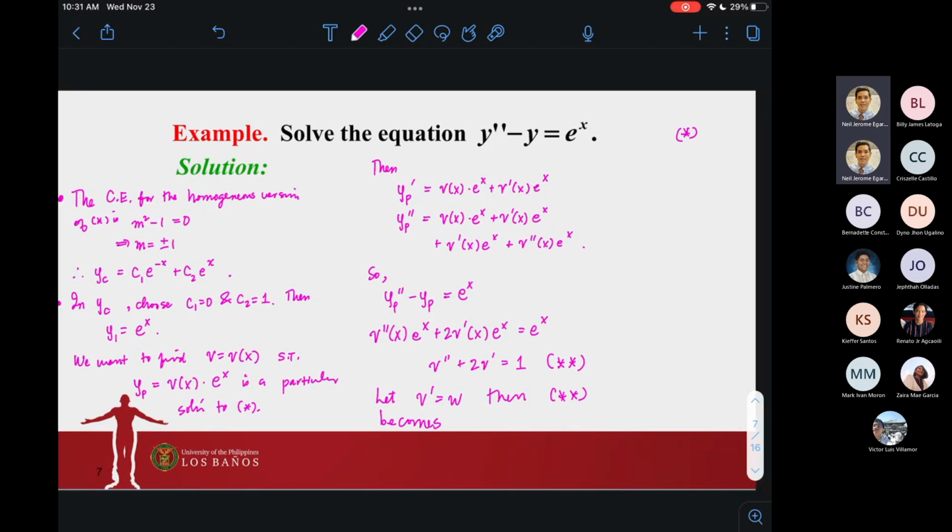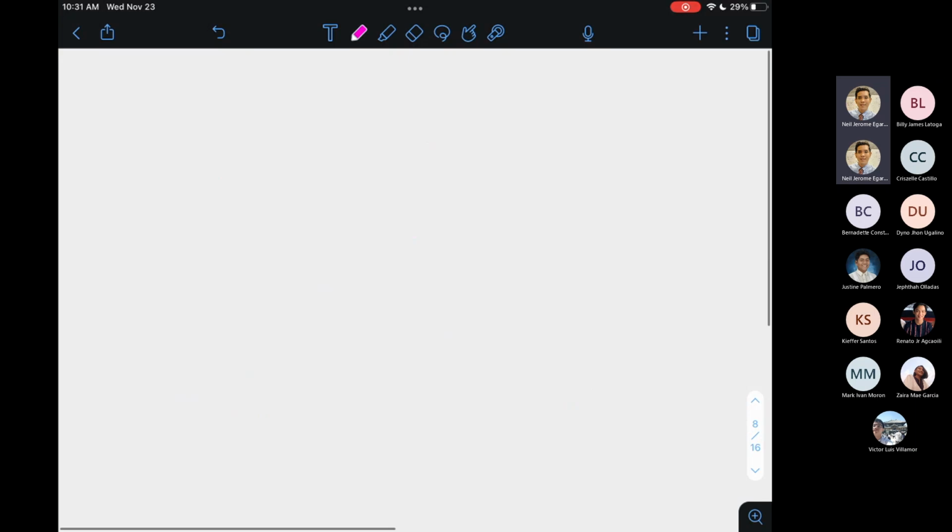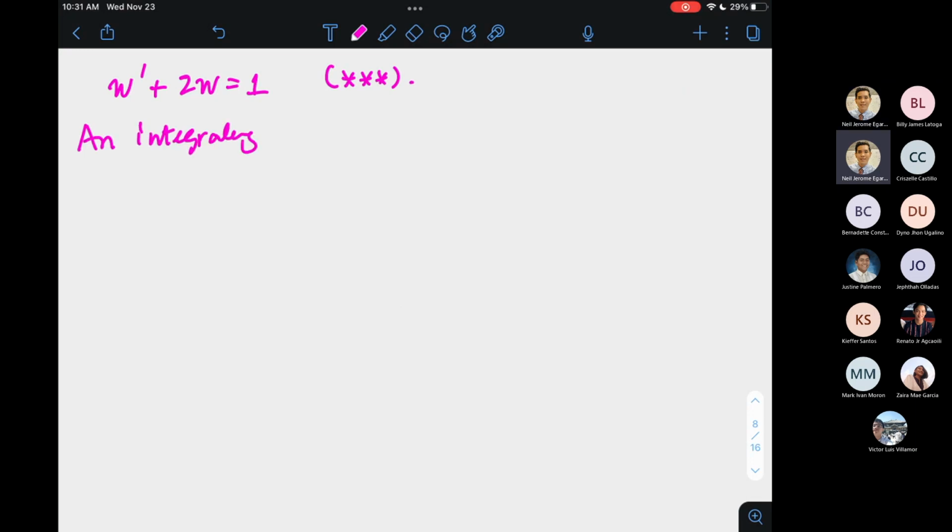Okay na? So, I'll replace V prime by W. So we'll have W prime plus 2W equals 1. Ito na yung reduced order. Kasi from a second order differential equation in Y, we now have a first order differential equation in W. Let's call this triple star. Okay. Now, an integrating factor. First order na to, pwede na tayo mag-integrating factor.